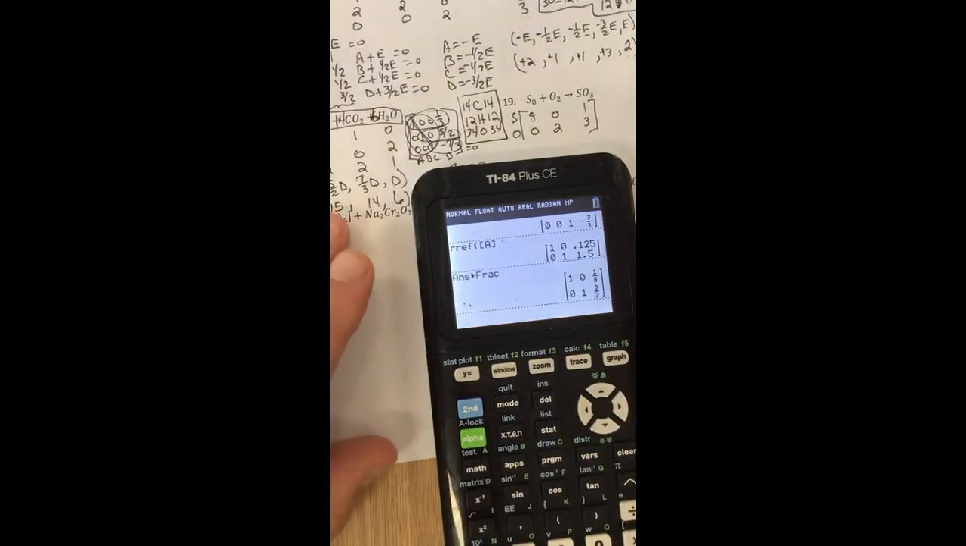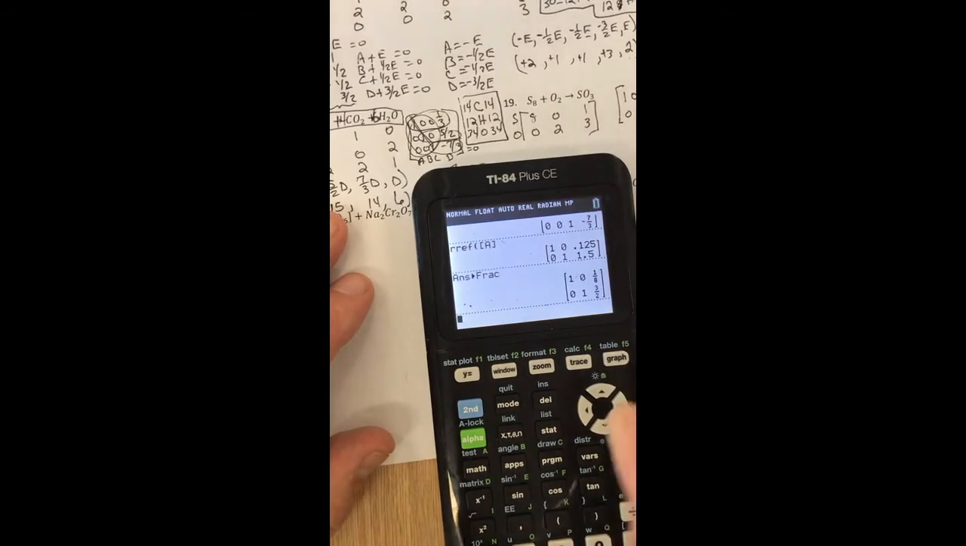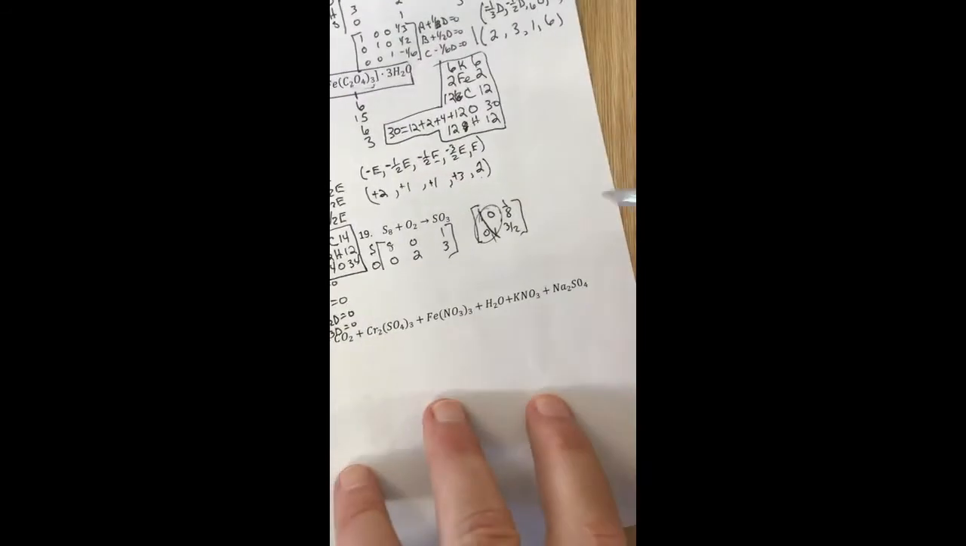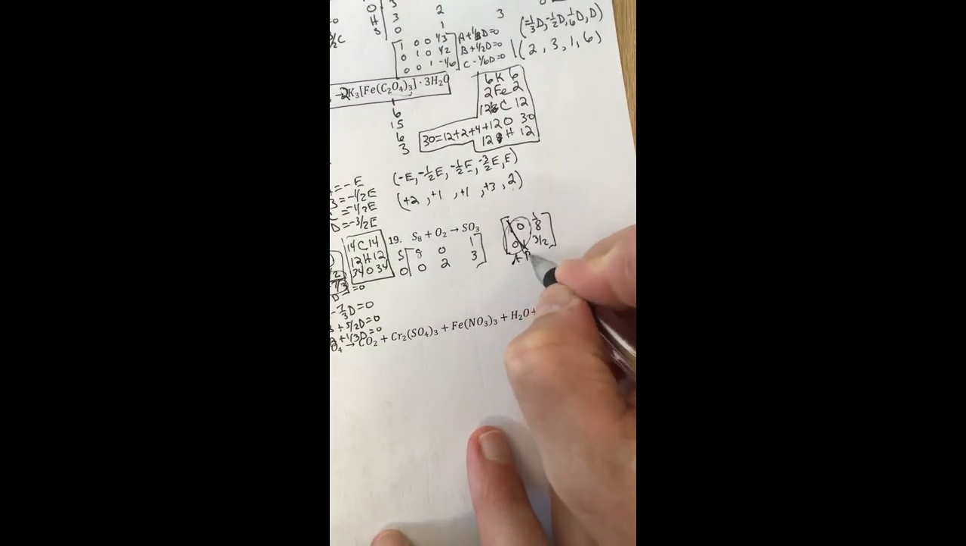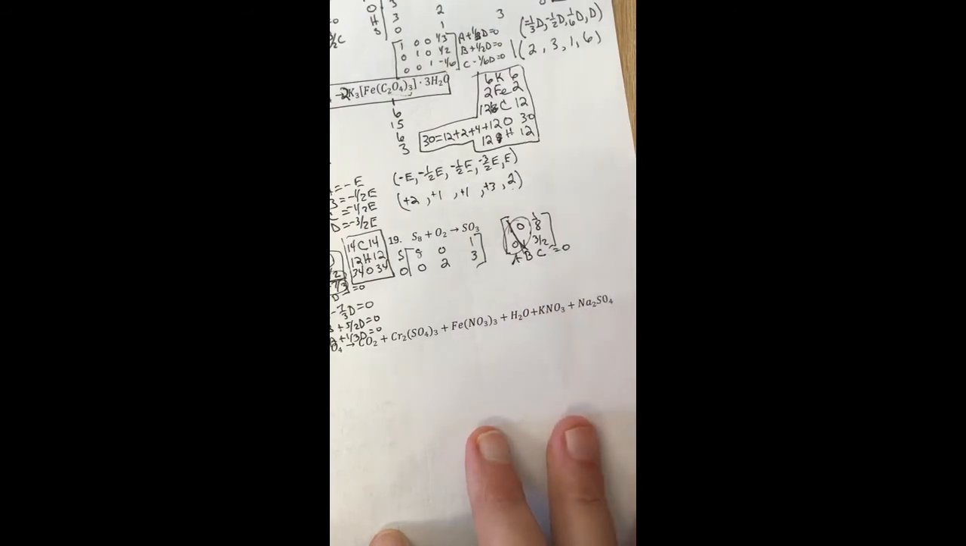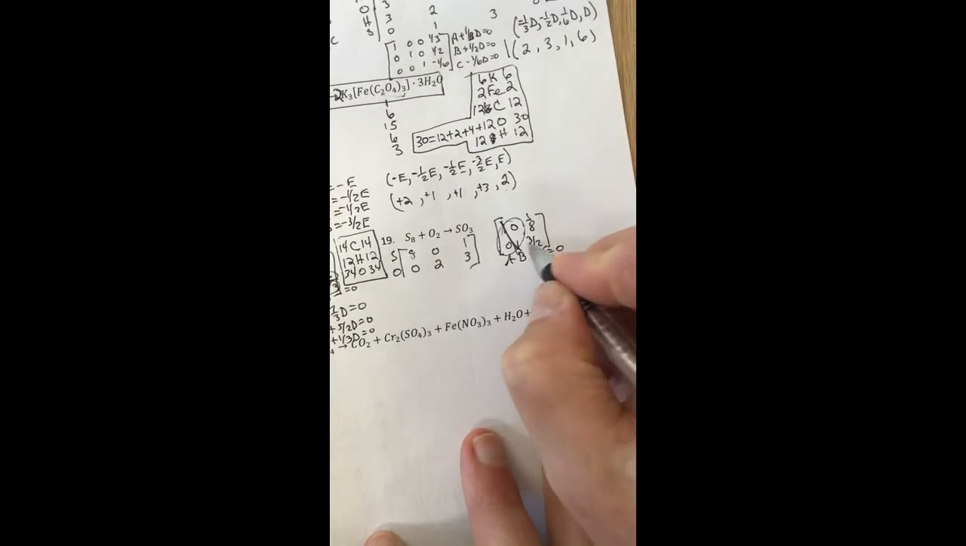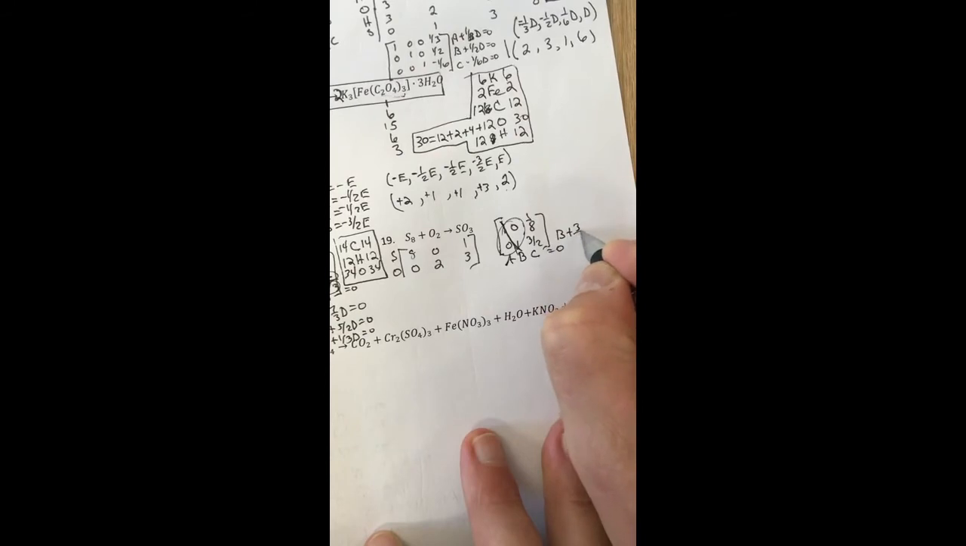So 1/8. So I've got 1 0 1/8 and 0 1 3 halves. There's my diagonal. So A, B, C equals 0. So right here I've got B plus 3 halves C equals 0. And up here I've got A plus 1/8 C equals 0.